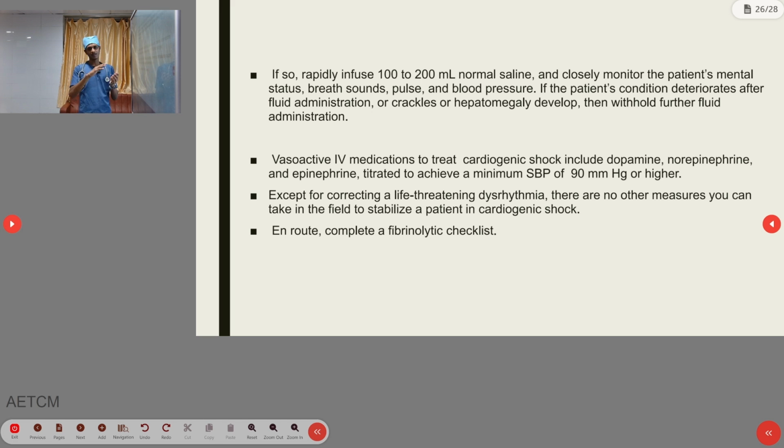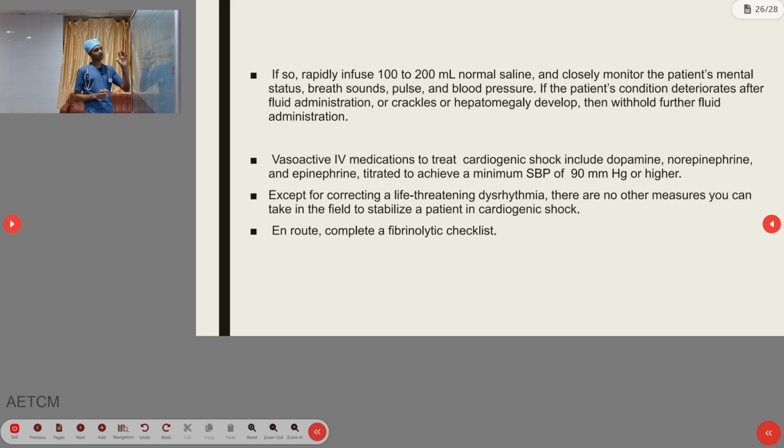Then after the fluid bolus, check the person's mental status and vital signs. If there is any deterioration in the mental status or in the vital signs, then don't give further fluids. You can quickly transfer the person to definitive care. So that is the way we can make fluid judgments in the pre-hospital region. Again, we can get help from the online medical director also, but this is some sort of idea of what we are doing in the pre-hospital region.